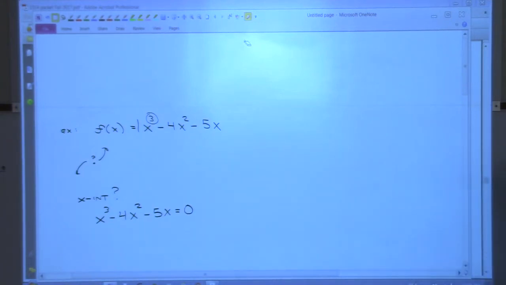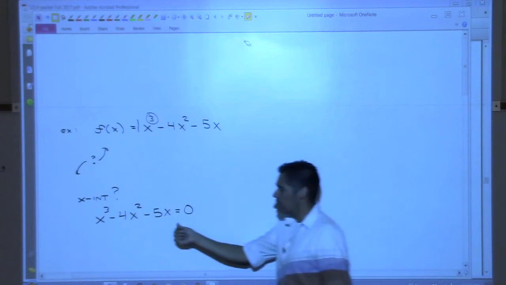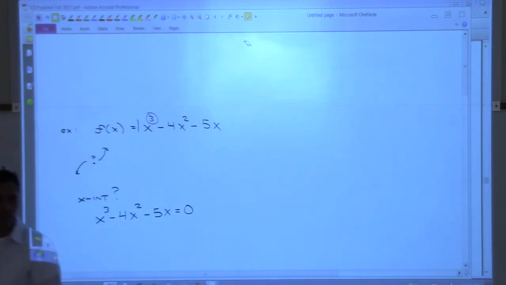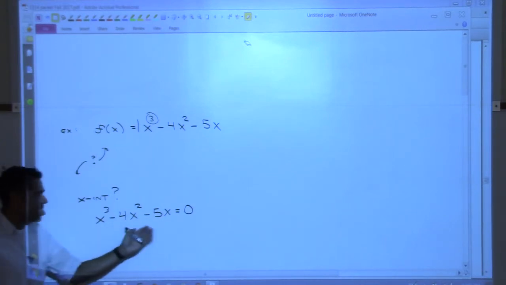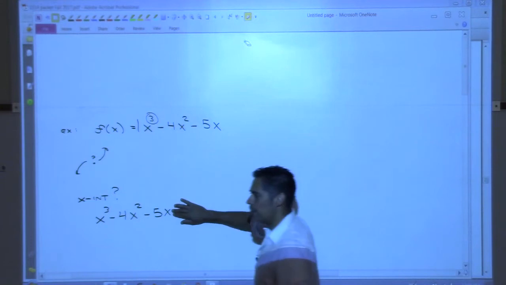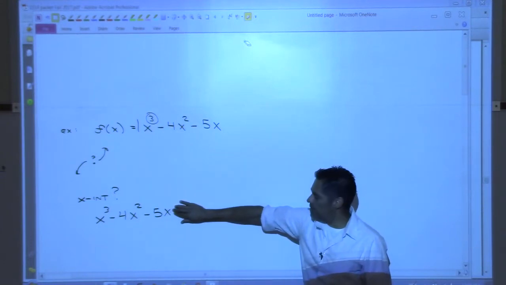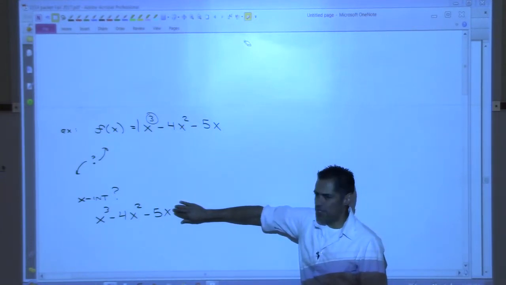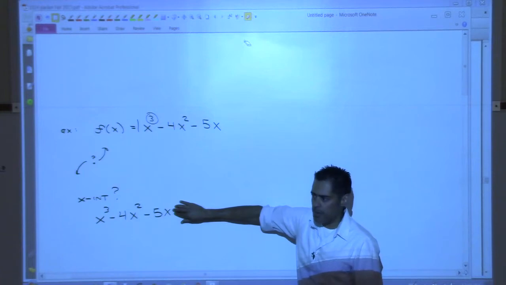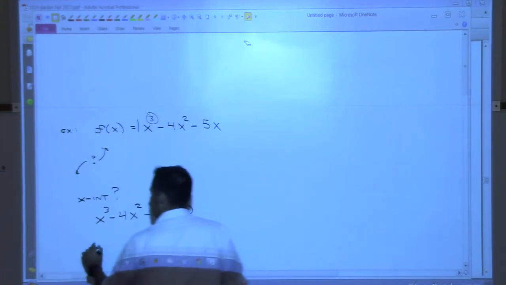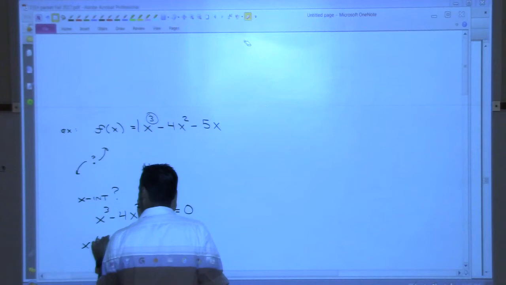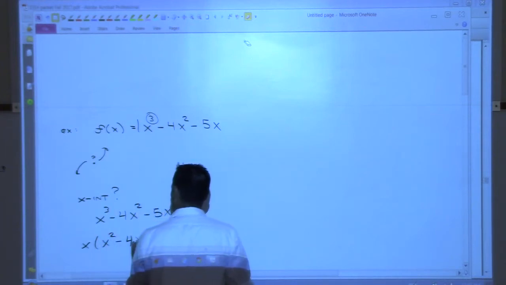Now that is not a quadratic. You cannot use the quadratic formula. But we spent some time on this already, making sure we understand how to factor something. So can we factor the left-hand side? Start with GCF, right? GCF would be x. So we can pull an x out. That would leave us with x squared minus 4x minus 5.